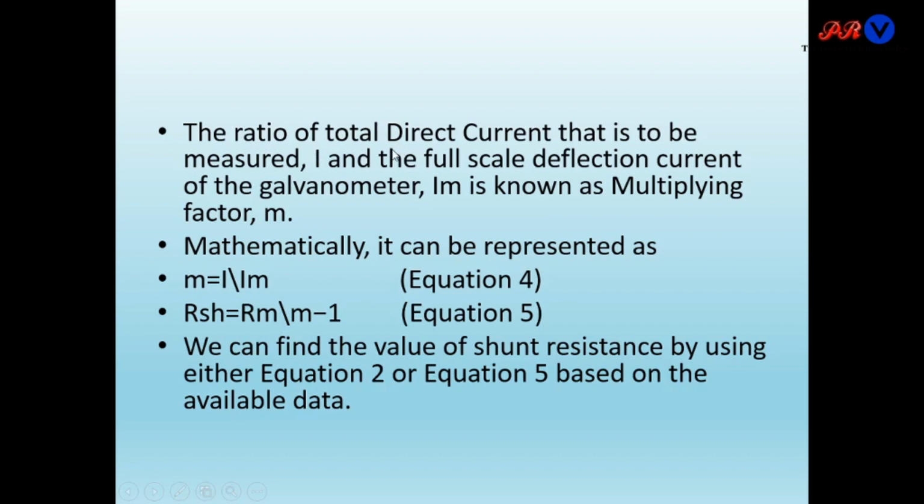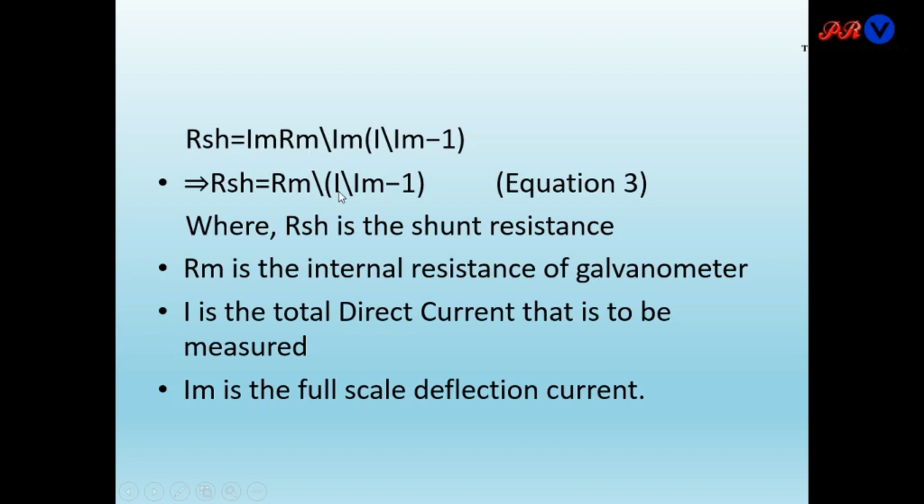The ratio of total direct current that is to be measured, meaning capital I, and the full scale deflection current, that is Im, is known as multiplying factor M. So this M is this DC current, total current divided by full scale deflection current through the galvanometer. So the RS equation can also be written as Rm by M minus 1. This I by Im is equal to M.